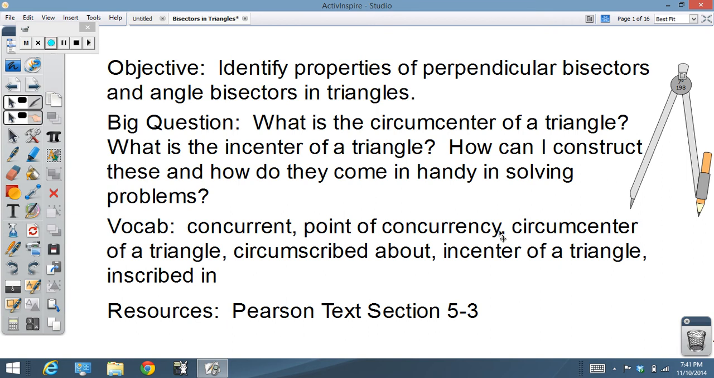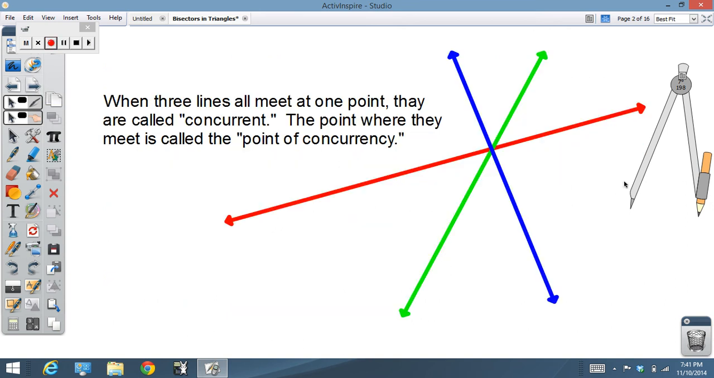So vocab today involves the word concurrent, point of concurrency, then circumcenters, what it means to be circumscribed about a polygon, and then incenters and inscribed in. So here we go. Starting again with a little vocab.